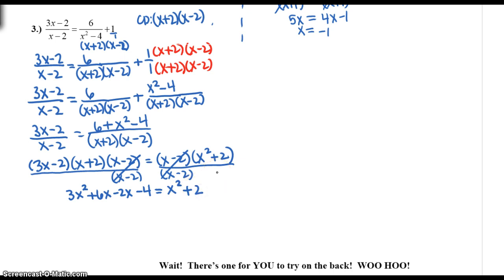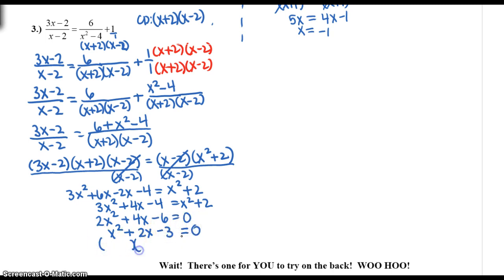I'm going to go ahead and combine my like terms on the left side. So 3x squared plus 4x minus 4 equals x squared plus 2. The next thing I'm going to do is subtract x squared from both sides and subtract a 2. And when I do that, I have 2x squared plus 4x minus 6 equals 0. And what I'm noticing here is they all have a factor of 2. So I'm going to divide all of these by 2. And if I divide 0 by 2, I also get 0.